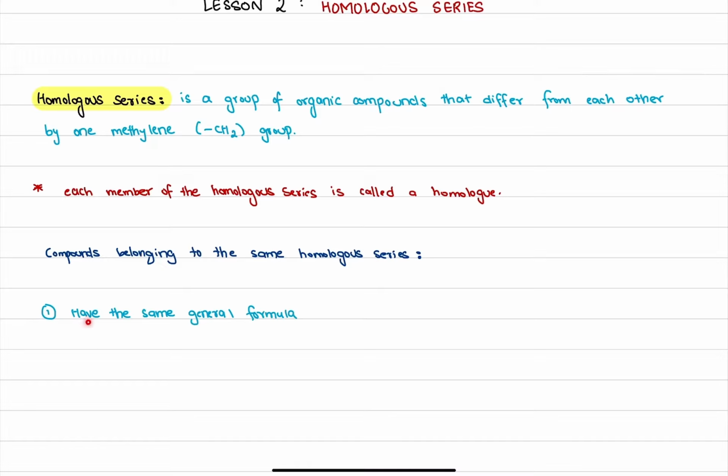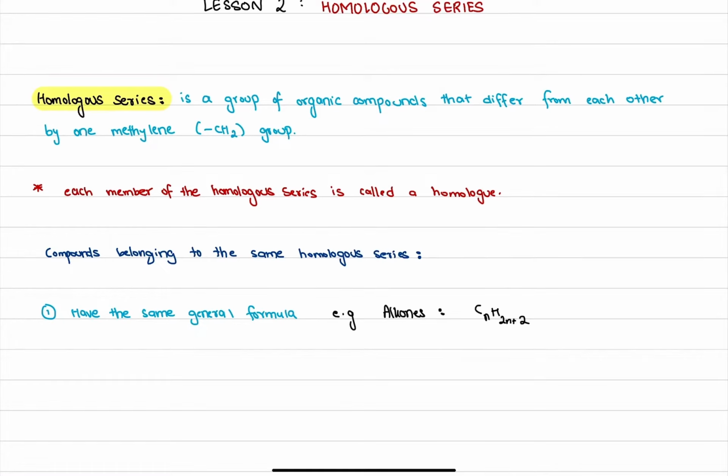Well, the first thing is that anything in the same homologous series will share the same general formula. For example, I hope you're well aware that alkanes have a general formula of CnH2n+2. So whether you talk about ethane, propane, butane, pentane, hexane, heptane, or octane, no matter which alkane you're talking about, it will fit into this general formula. That's the first thing: all members of a homologous series will fit the same general formula.